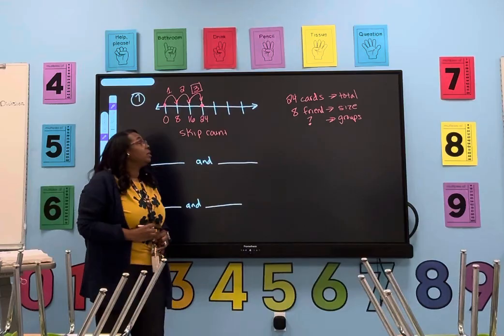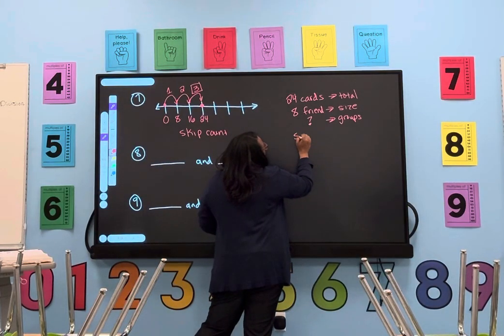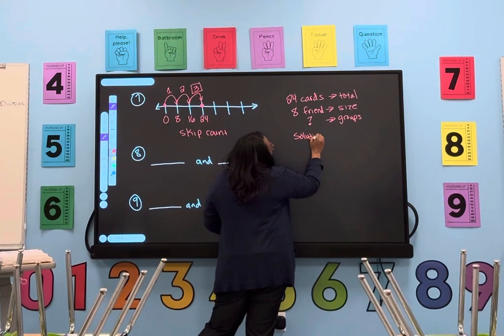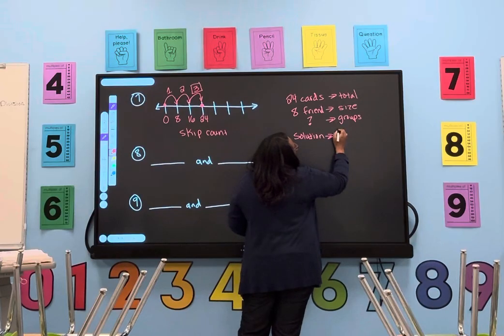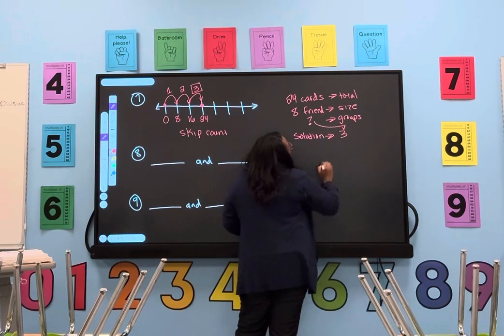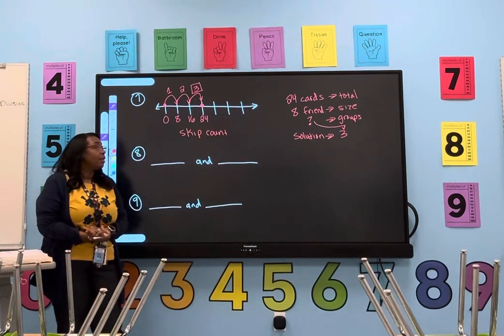So now I know that the solution, because that's what it's called in your book, and solution means the answer, the solution is 3. That is the number we were looking for. So you would put 3, and that's it.